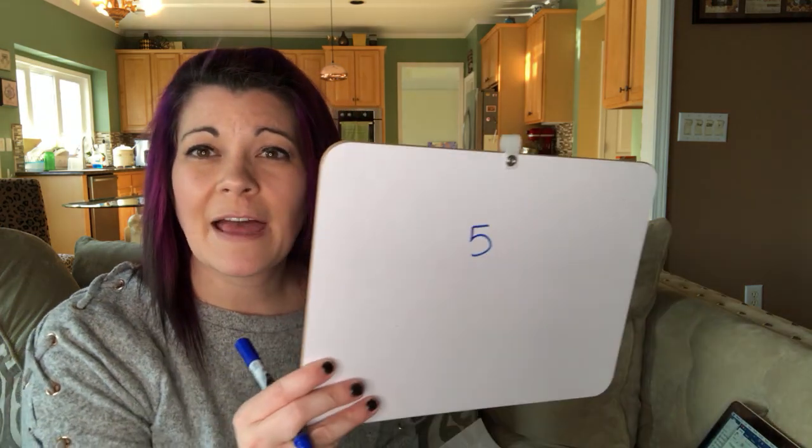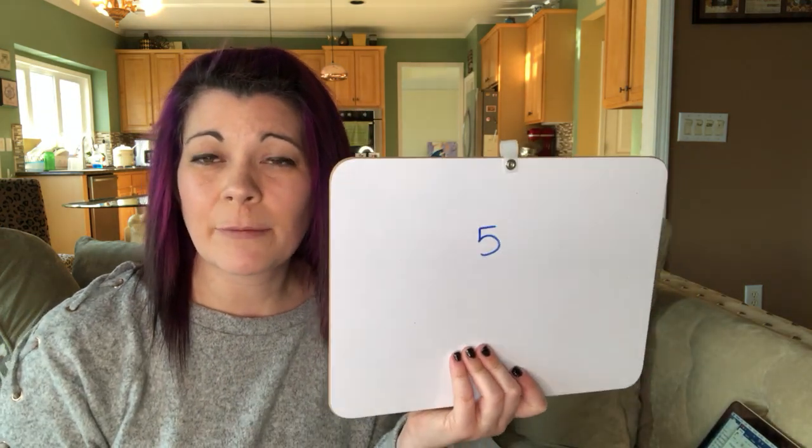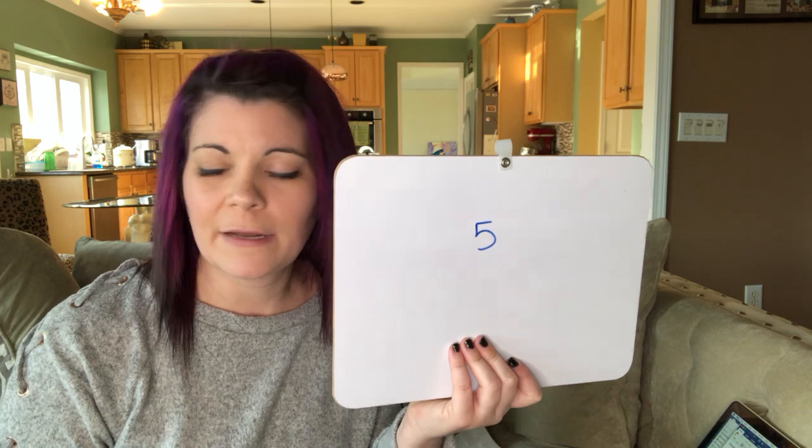So the first vocabulary word is constant. A constant is a number with nothing else attached. It doesn't have a variable. So for example, the number 5. That can be a constant. It doesn't have a variable or anything. It's just a number with nothing else attached. The number 5.